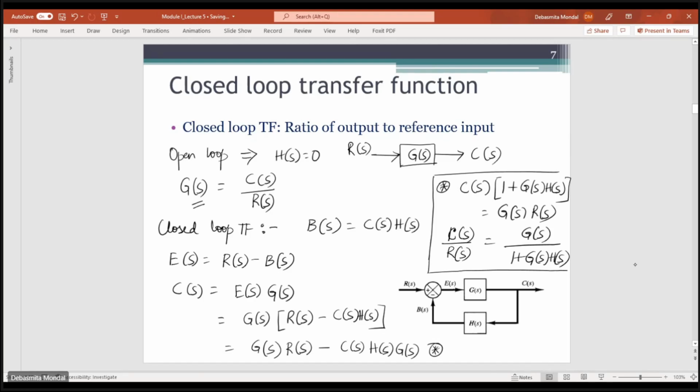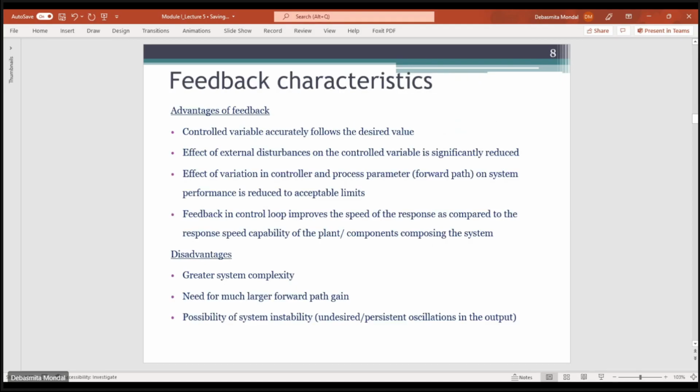So the value of the overall transfer function gets modified; the effect of the feedback element comes into play, and the overall transfer function of the closed loop system is changed. Okay, so now we'll see why we need this kind of feedback. If I don't have a feedback, then the system is much easier to analyze and the transfer function is much easier. So why do we need a feedback system?